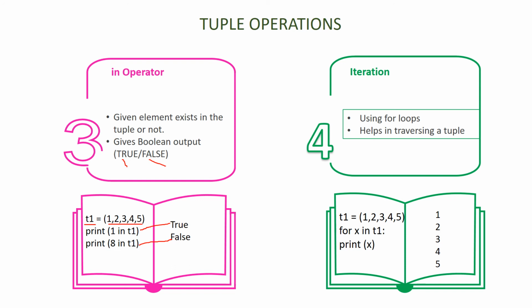The next one is the iteration operator. The iteration operator works on tuples by using for loops. It helps in traversing the tuple. Here I have an example: t1 is equal to 1, 2, 3 and 4. Now I am going to retrieve the values using a for loop: for x in t1, the values of x, that is 1, 2, 3 and 4, will be printed. This is how tuple operations work in Python.